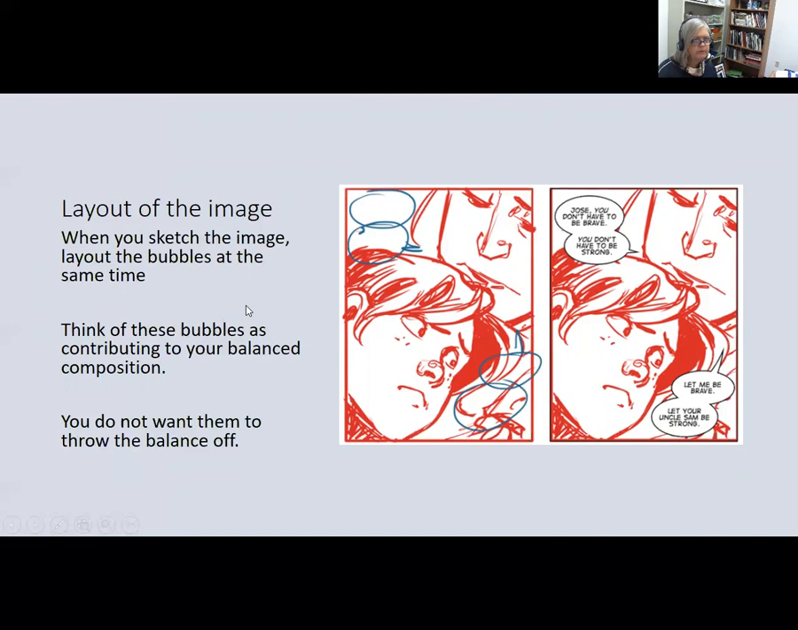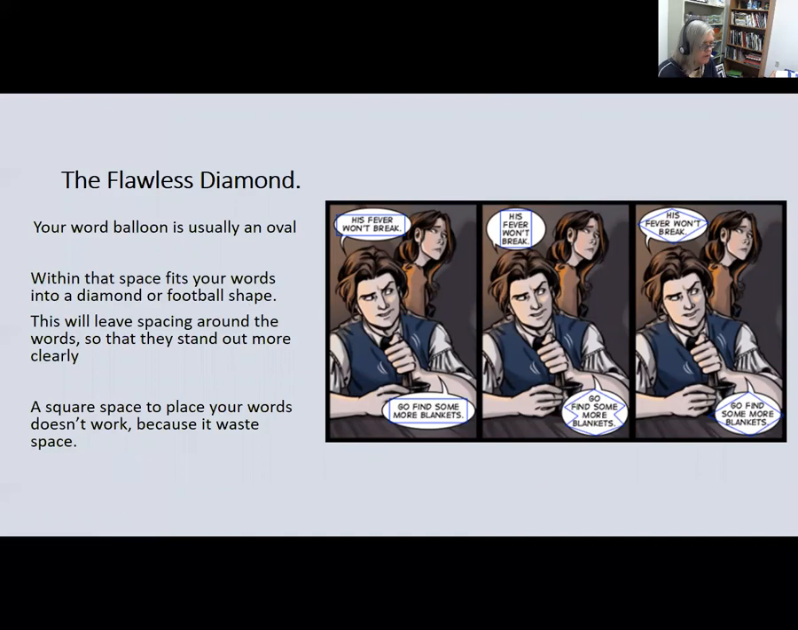So let's go back to the speech bubbles again. There's something else you need to think about. When you draw a speech bubble around words, you don't want too much wasted space. You don't want too much space around them, but you also don't want to crowd the words in the edge of the speech bubble right next to each other.